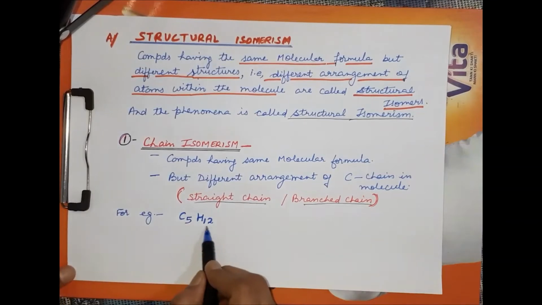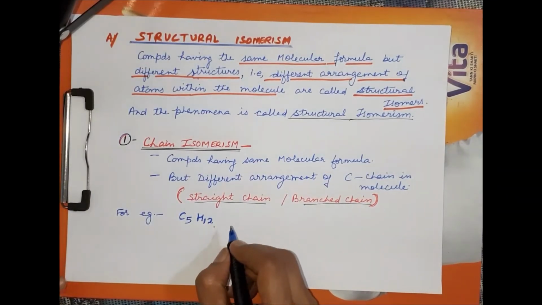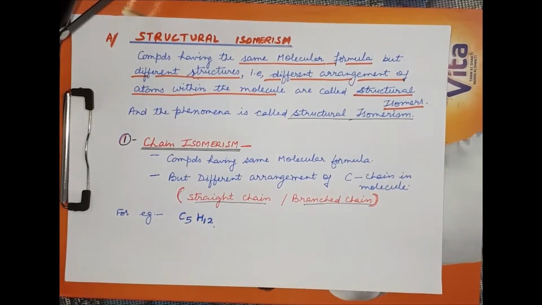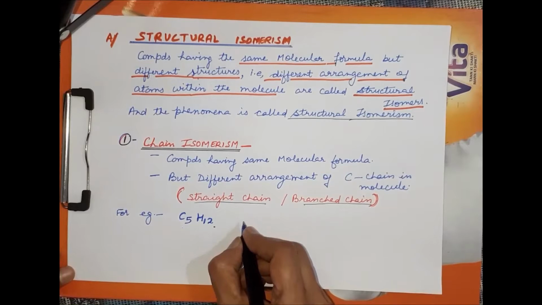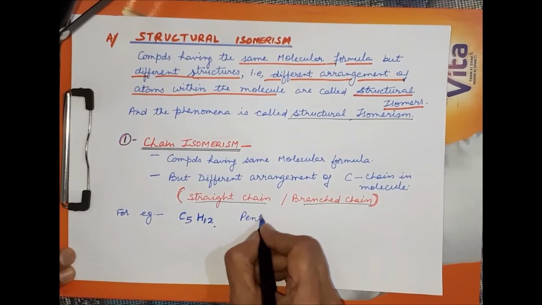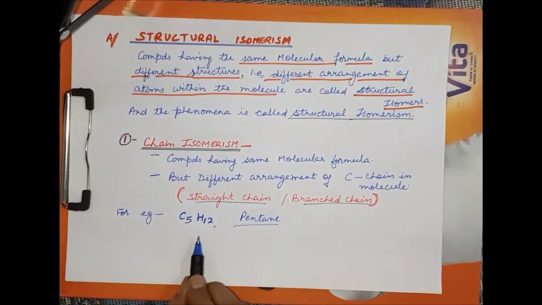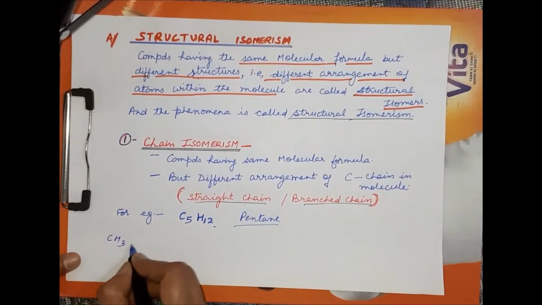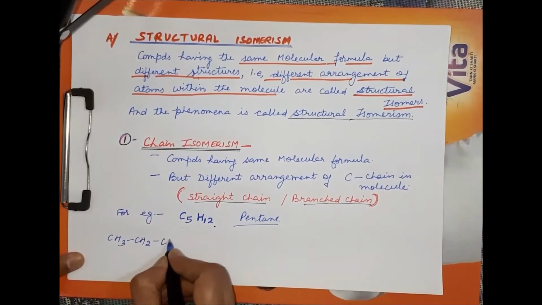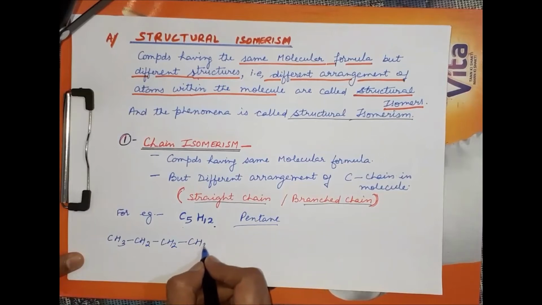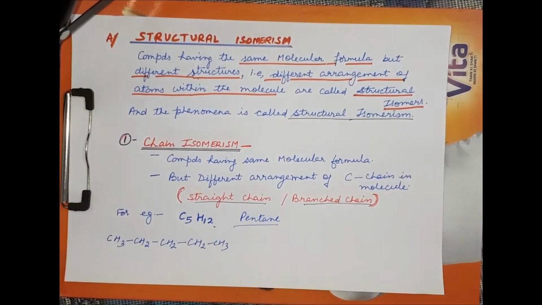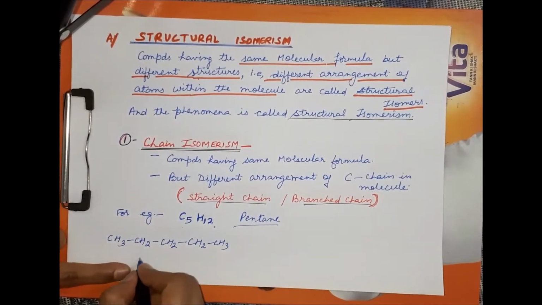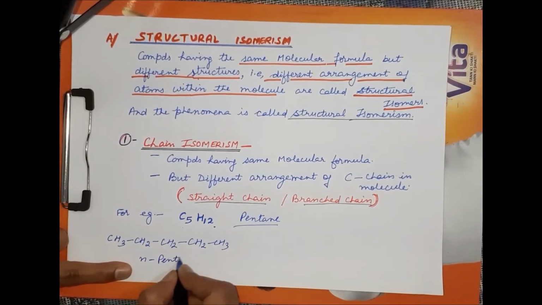We can understand this with the help of this example. Suppose the molecular formula C5H12 is there. If we have to write the chain isomers for this, this is pentane, 5 carbon atoms are there, and this is pentane C5H12. If we write the isomers in this case, the first possibility is to write it in the straight chain, the simplest way. This is the straight chain form of pentane, and this is called n-pentane, the normal pentane straight chain form.